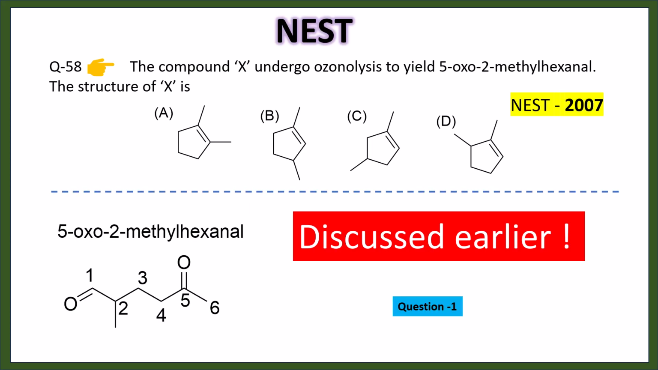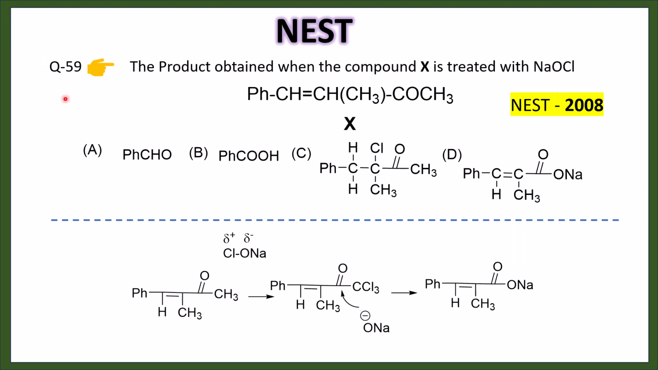Question number 58. The compound X undergoes ozonolysis to yield 5-oxo-2-methyl-hexanal. What is the structure of X? We have already discussed this earlier in question 1 of JEE. If we connect the carbonyl carbons, we find that this is the correct option. Now question number 59. What is the product obtained when compound X is treated with NaOCl? This is the X compound, and we have to choose the correct one. This is a repeated question as well. We have seen earlier that the reaction happens this way and gives this product, the sodium carboxylate, as the major product. This is also a repeated question.